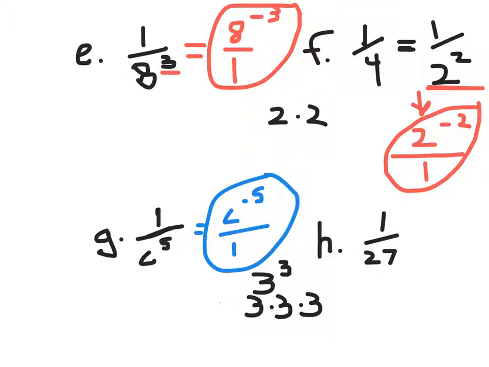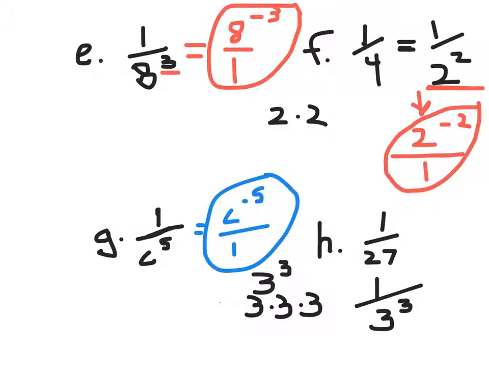So we're going to go ahead and write that fraction as 1 over 3 to the 3rd power, which is the same as 1 over 27.